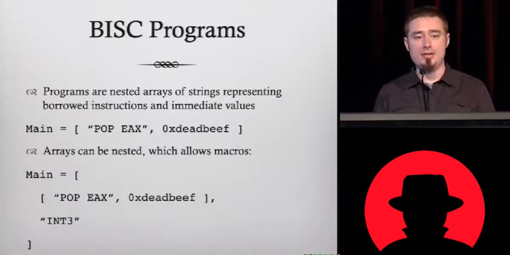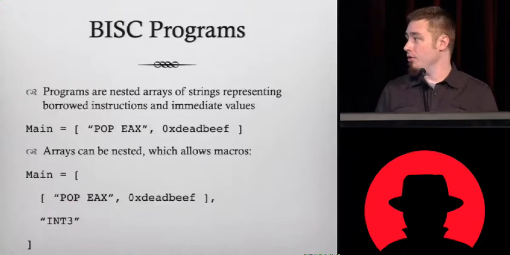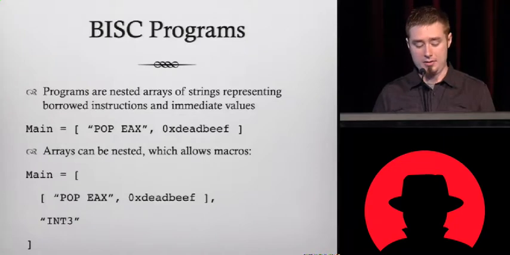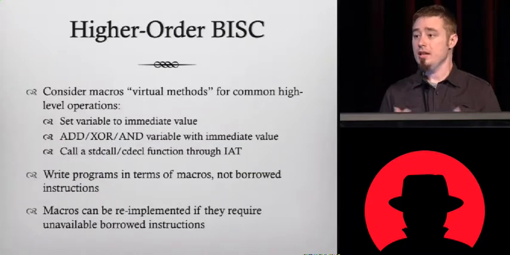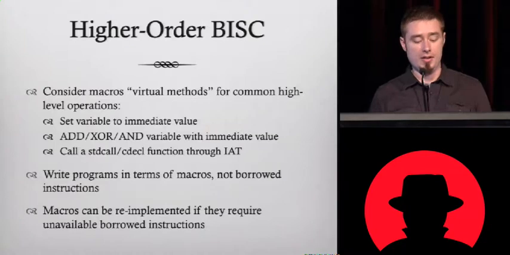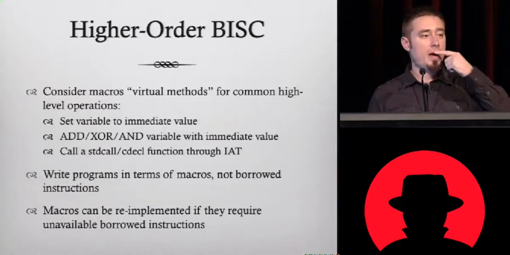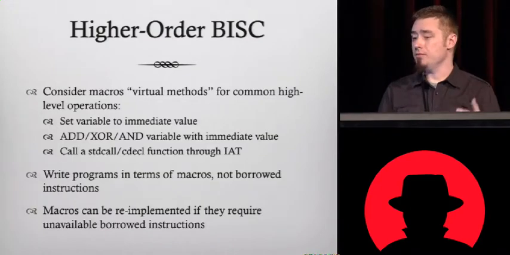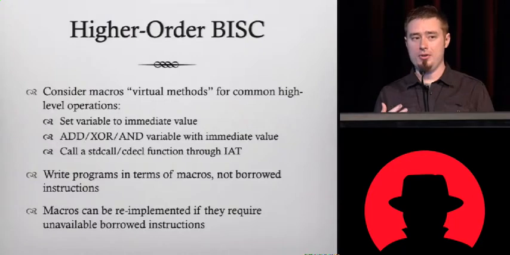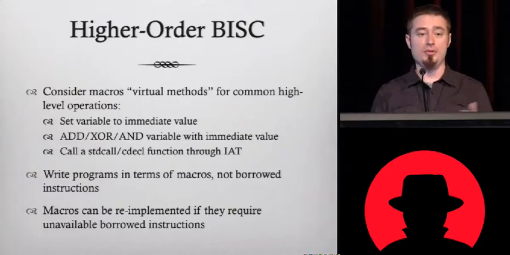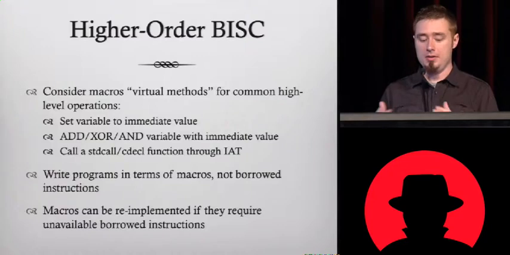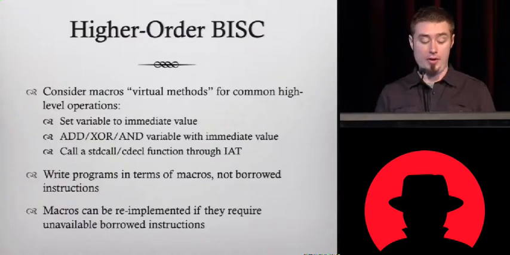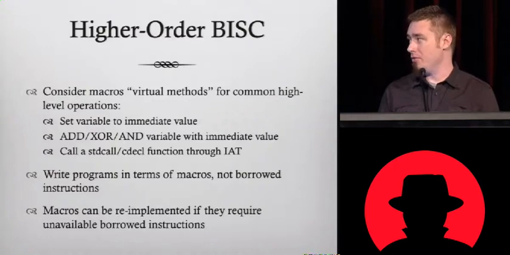These arrays can also be nested. The nice thing about this is that it lets you write macros as just functions that return an array, and then that array gets embedded, and the assembler just flattens it and assembles it. So it's pretty easy. The macros let you write what I call higher order BISC. Macros are like virtual methods for common high-level operations, and my macros are kind of analogous to gadgets in return-oriented programming. These will be things like set a variable to a value, do an arithmetic operation to a variable, and so on, or call a function through a variety of ways.